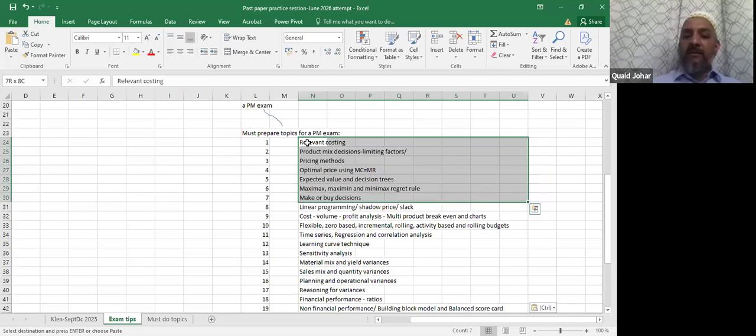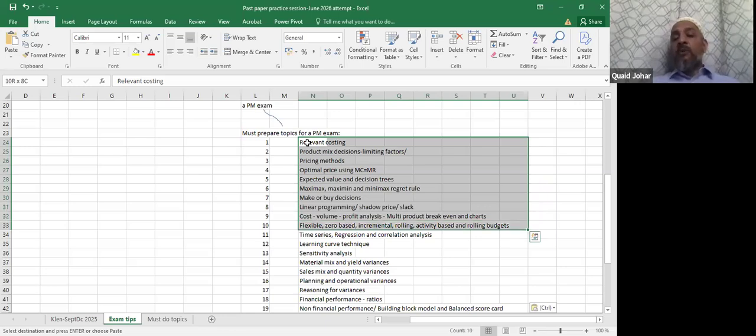Then make or buy decisions. Linear programming is used when there are multiple limiting factors. Shadow price and slack is important. Please focus on it. Cost volume profit analysis. Please do cover multi-product break-even analysis, margin of safety, target profits. Cover these areas. These are very frequently asked topics.